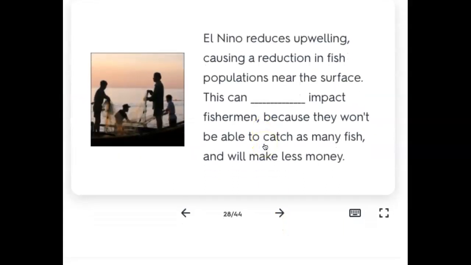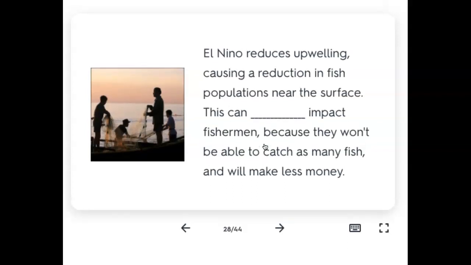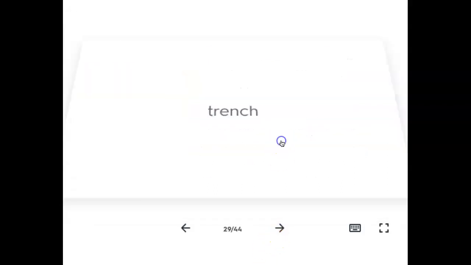El Nino is going to reduce upwelling, and that causes a reduction in fish populations near the surface. And that can negatively impact fishermen because they're not going to be able to catch as much fish, and that means they're going to make less money. So it can definitely negatively impact their economics and their lifestyle.